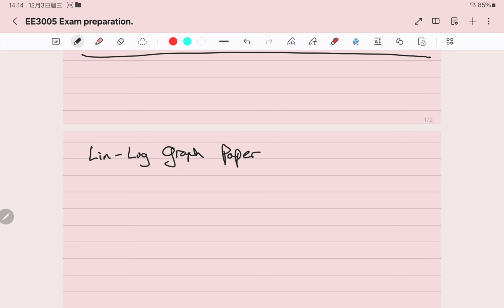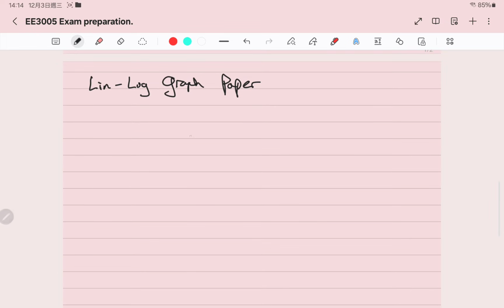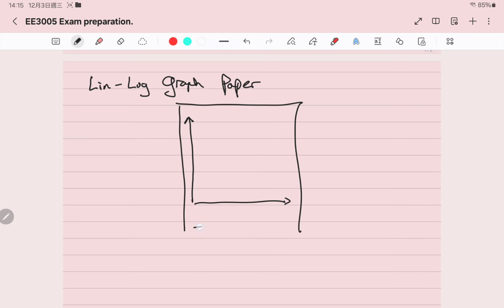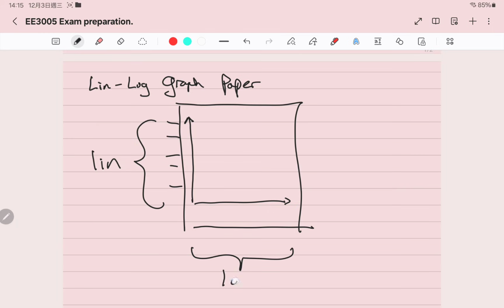Now for the lean log graph paper, be sure you know what the orientation is. The orientation for lean log graph paper is like this. That's the graph paper. The y-axis, this part is linear, and for the x-axis, this part is log.